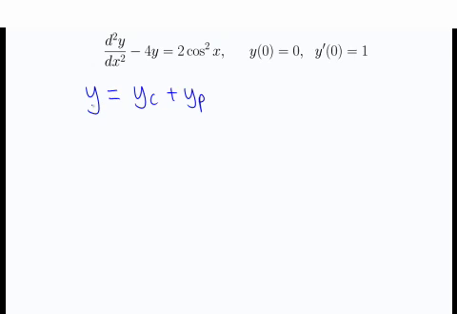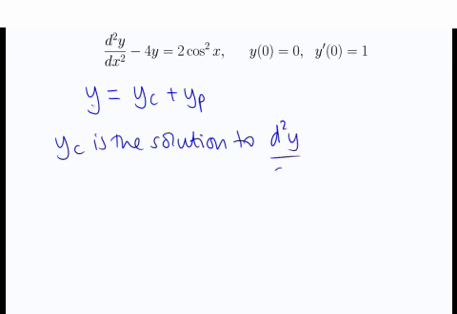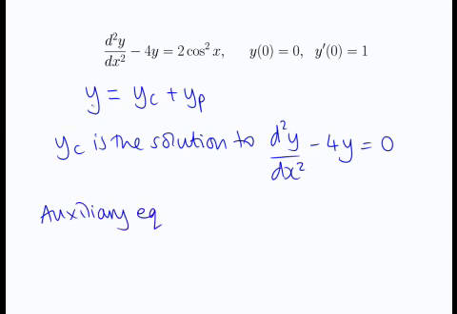So to find yc, we note that yc is the solution to the associated homogeneous problem, that is d2y by dx squared minus 4y equals 0. I write down the associated auxiliary equation, which in this case is m squared for the d2y by dx squared term. Then there's no dy by dx term, so I have no m term. And finally minus 4 for the 4y term.